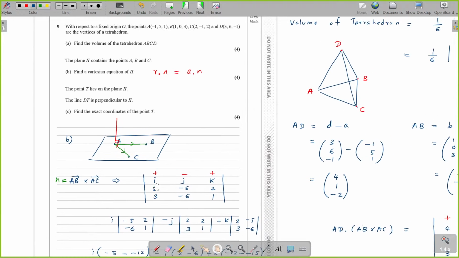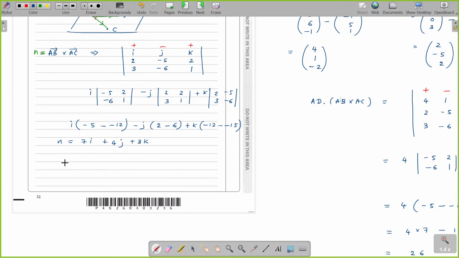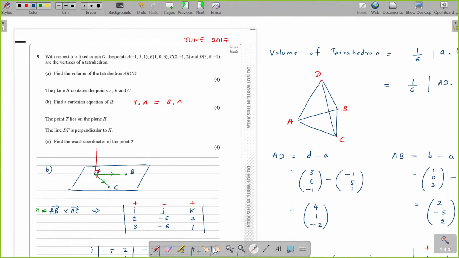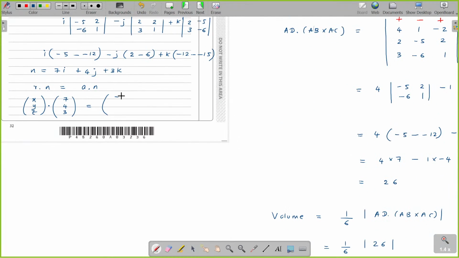Okay, so what do we get here? Find the Cartesian equation. Okay, we were on the Cartesian equation. Let's get it. r dot n equal a dot n. Okay, so what's happening over here? r is x, y, z. Dot n, guys, n is 7, 4, 3, equals a dot n. A is, for a, you can use any coordinate that is on the plane. So I can go for any coordinate on the plane. For a, I will go with minus 1, 5, 1. Dot n is 7, 4, 3. Guys, are you following me?